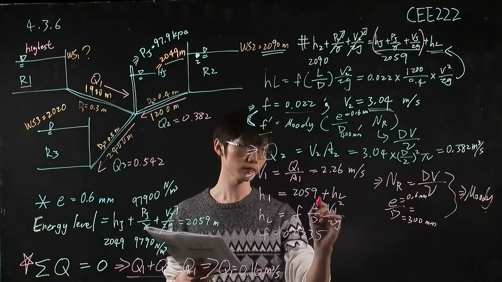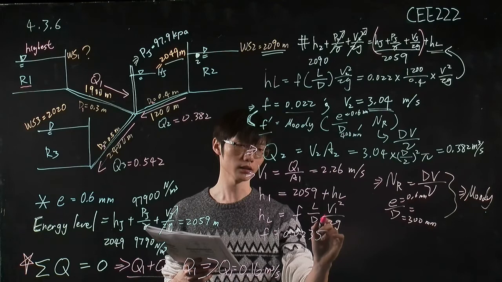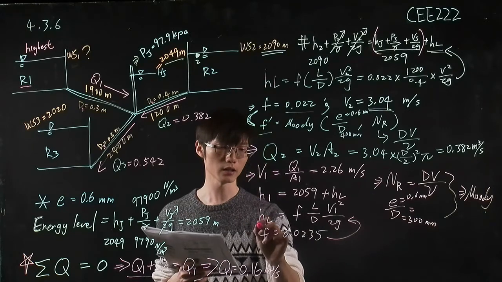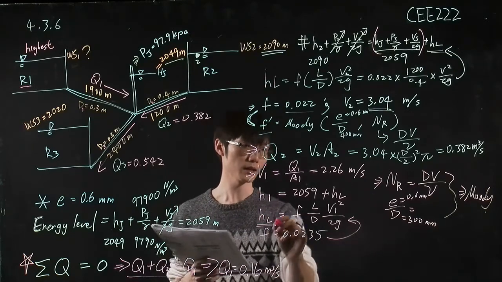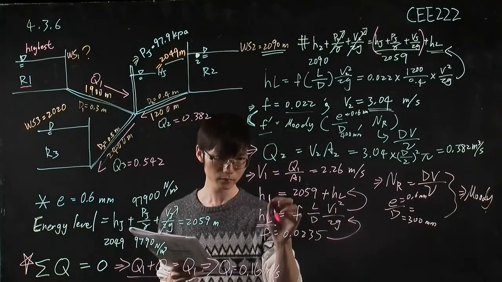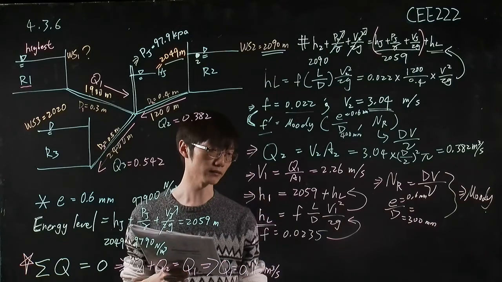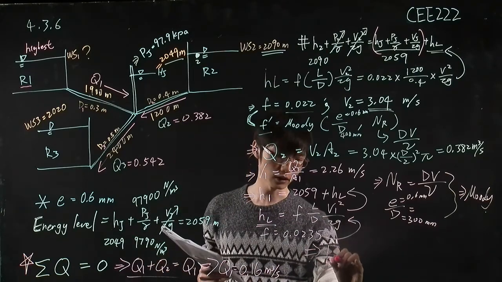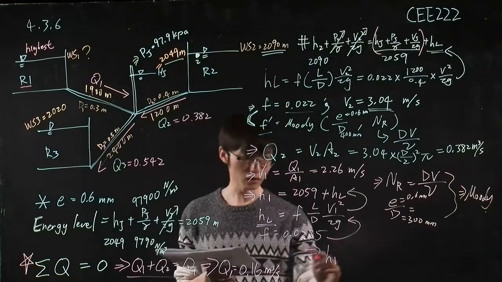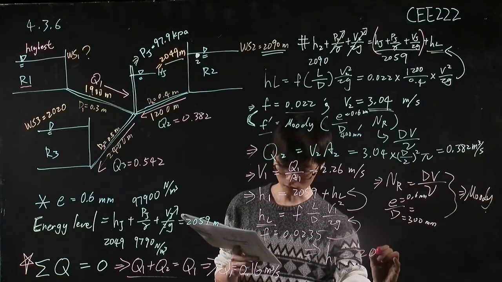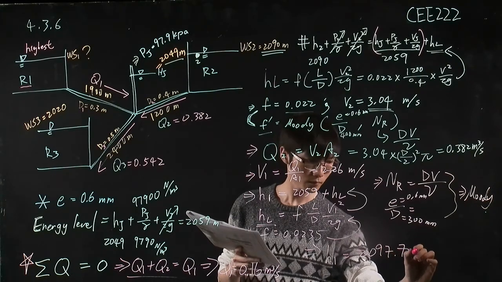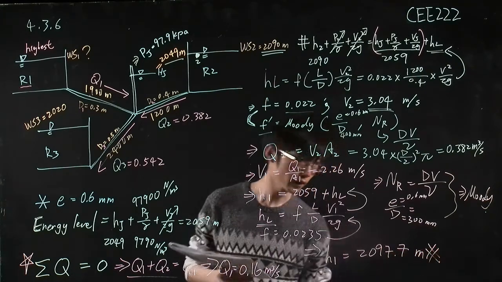Now, you plug this factor into this term, and you can calculate the head loss. And then you plug the head loss into this energy balance equation. Then you can solve for H1. So the final result is that H1 is equal to 2097.7 meter. Okay.